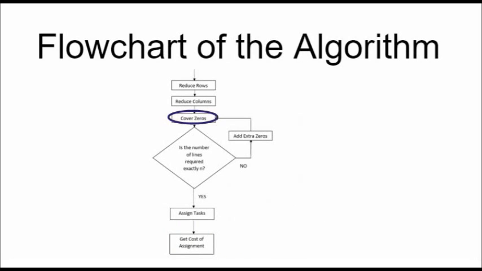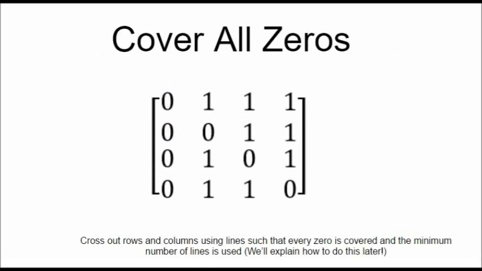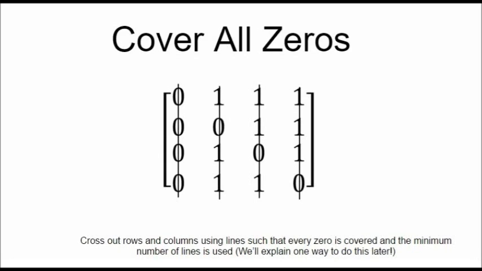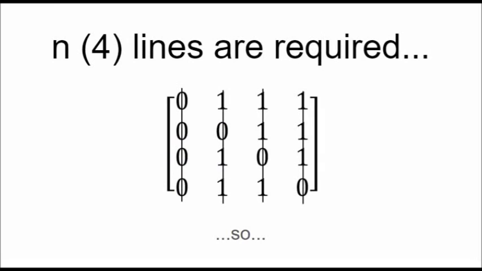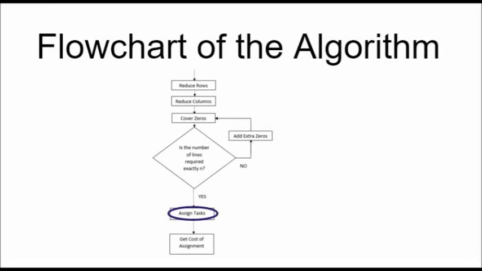So next, we need to cover all of the zeros in the matrix with the minimum number of lines. We'll show you how to do this in more detail later. But here is this step completed. Now, is the number of lines required exactly n? Exactly n lines are required, so we then have to assign tasks.